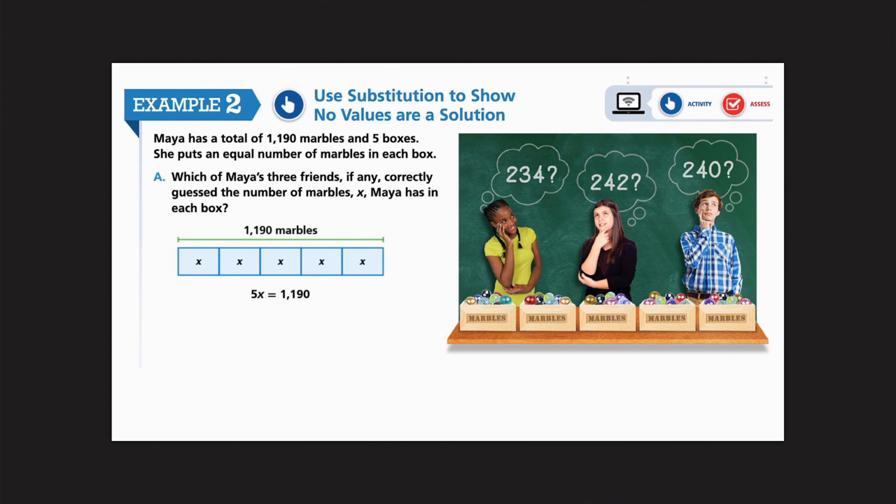Okay, so essentially I'm doing 3 problems. So we'll start with 5 times 234. That's the first girl's choice. And then we have 5 times 242.